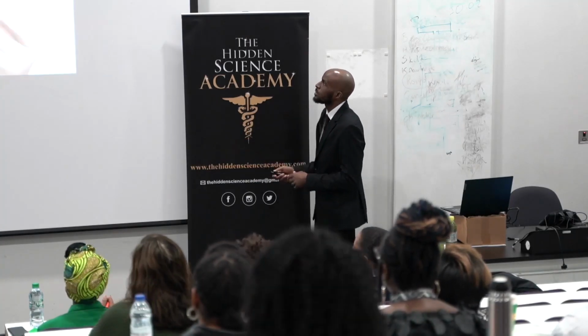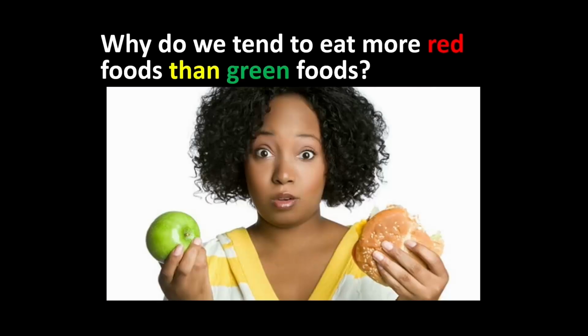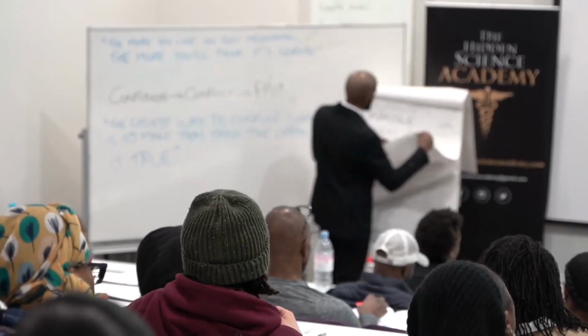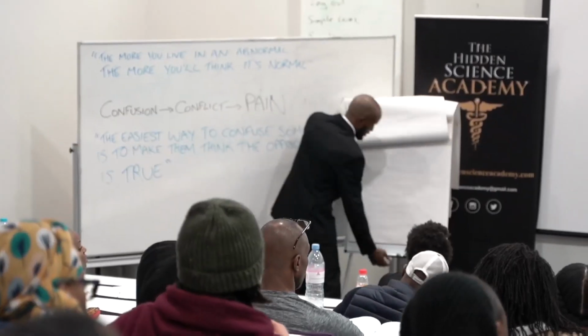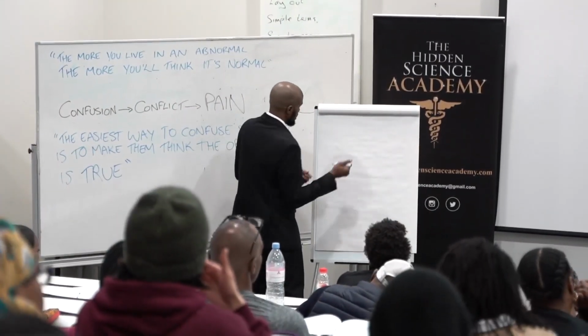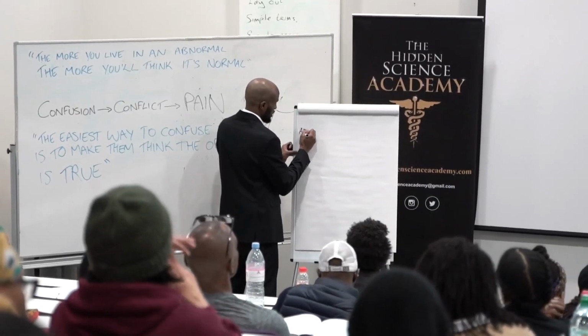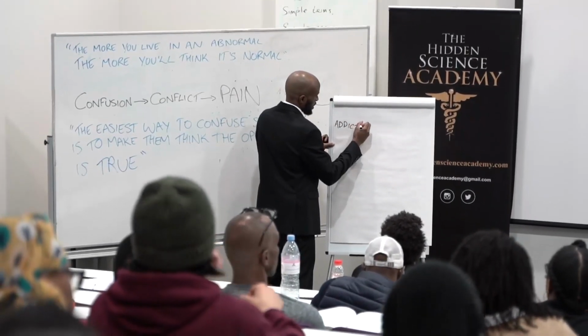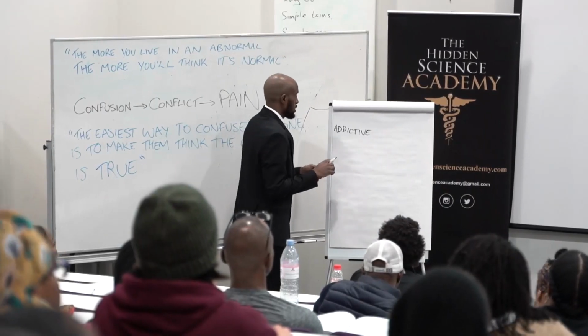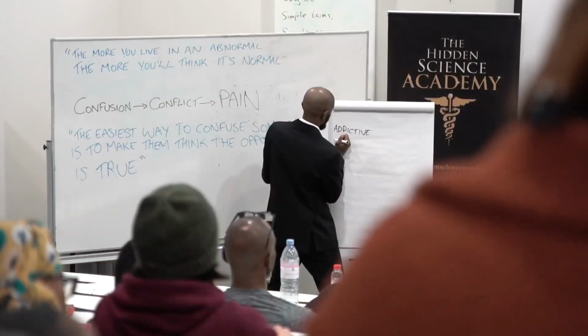So I have a question. Why do we tend to eat more red foods than green foods? What we've been brought up on. More addictive. All right, let's write these down. So, someone said addictive. What else? Attractive. Convenient.